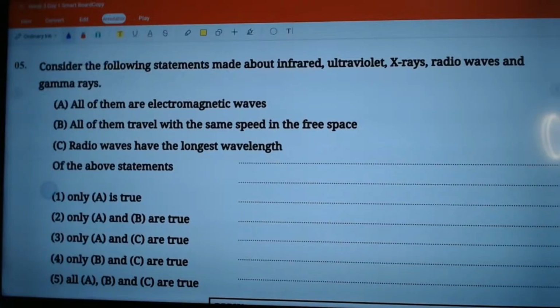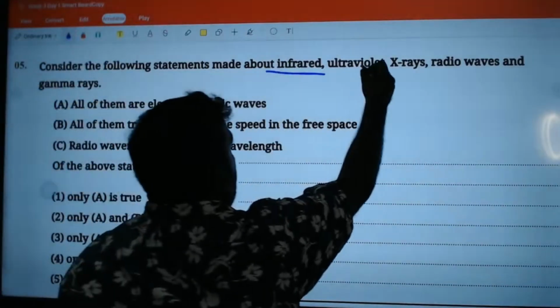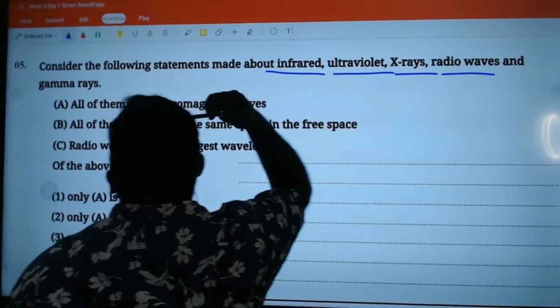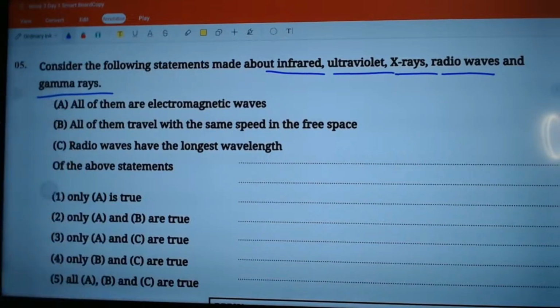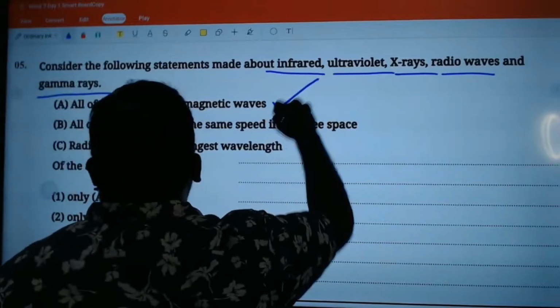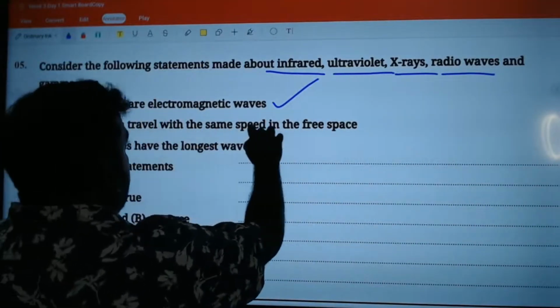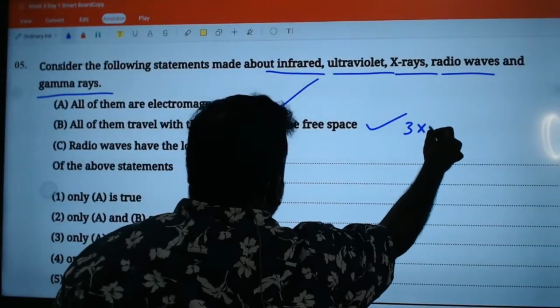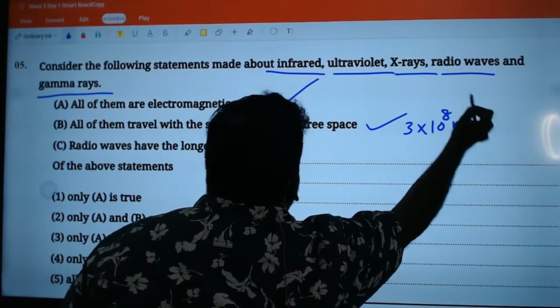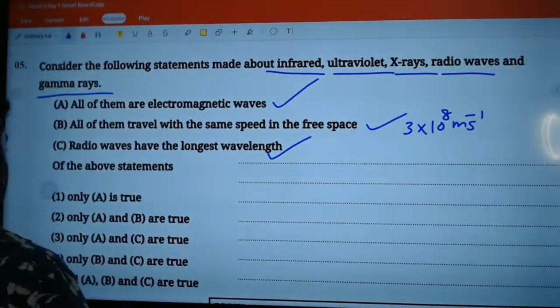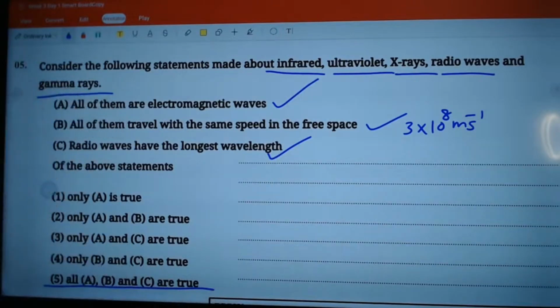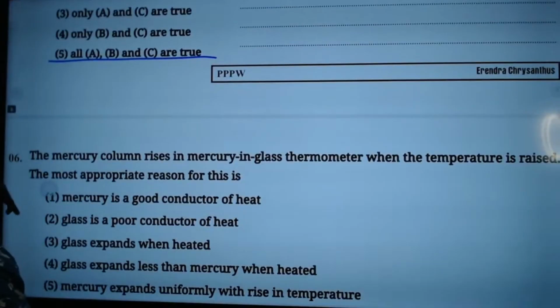Right, carefully look. Consider the following statements made about infrared, ultraviolet, X-rays, radio waves and gamma rays. What can you say here? These are just the electromagnetic spectrum. So all of them are electromagnetic waves, correct. All of them travel at the same speed in free space, yes, at the speed of light, 3 × 10⁸ meters per second. Radio waves have the longer wavelength, correct. A, B, C, all correct. Correct answer is answer number 5. That's very easy.